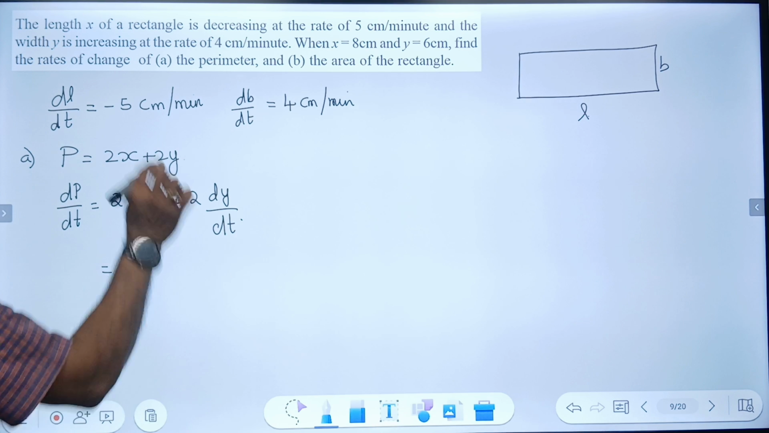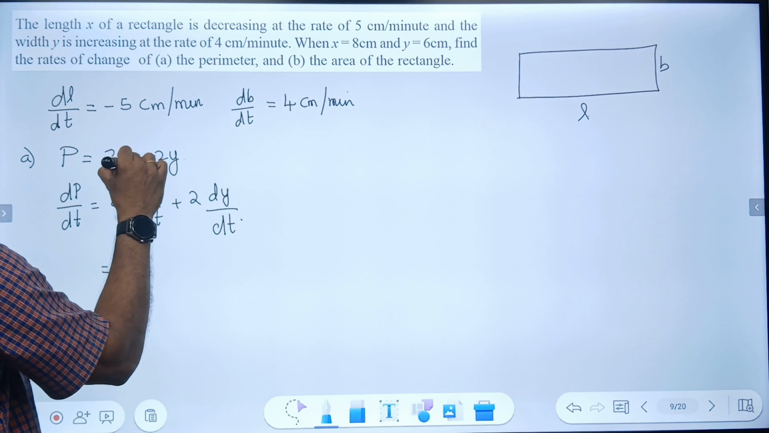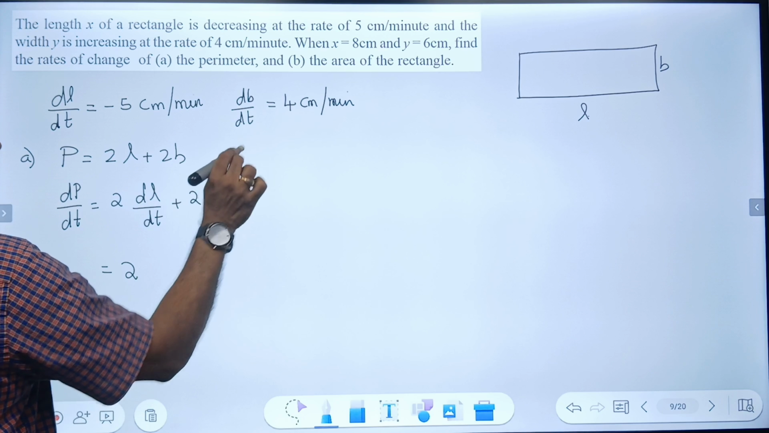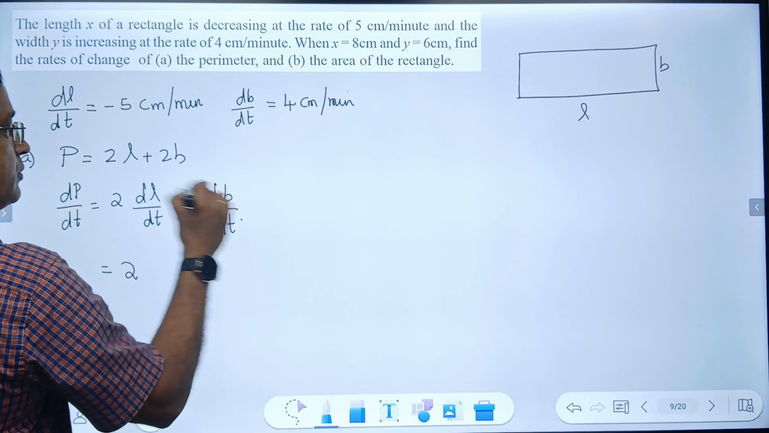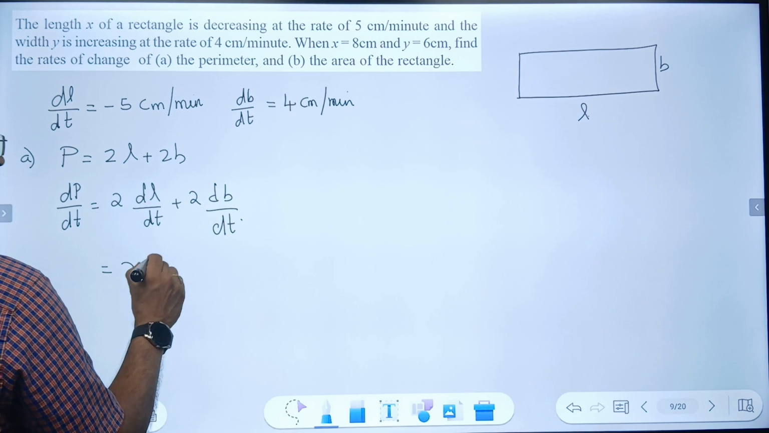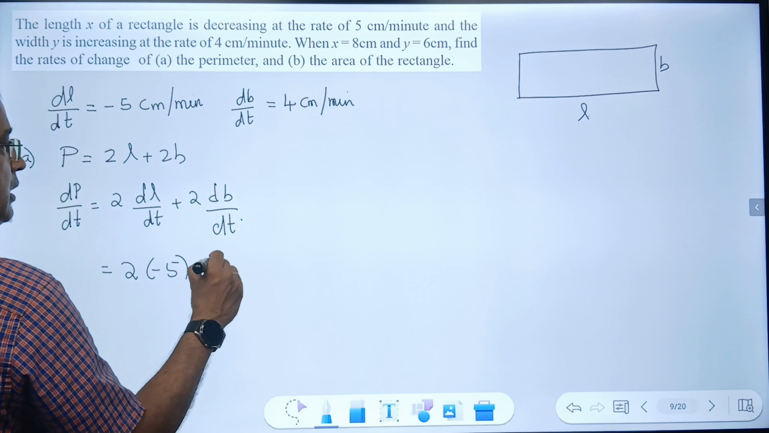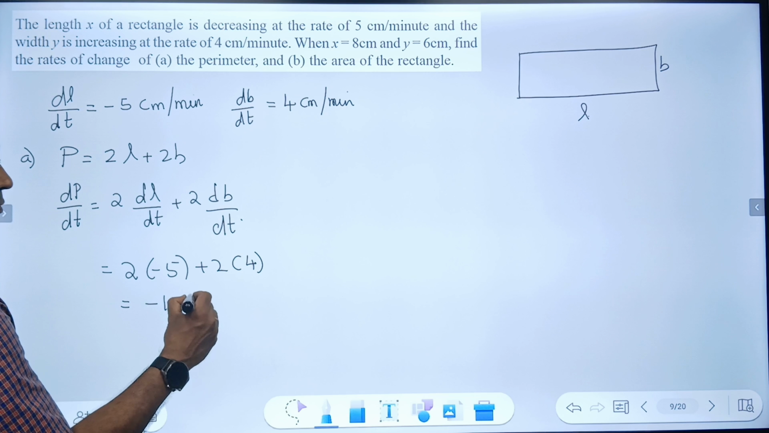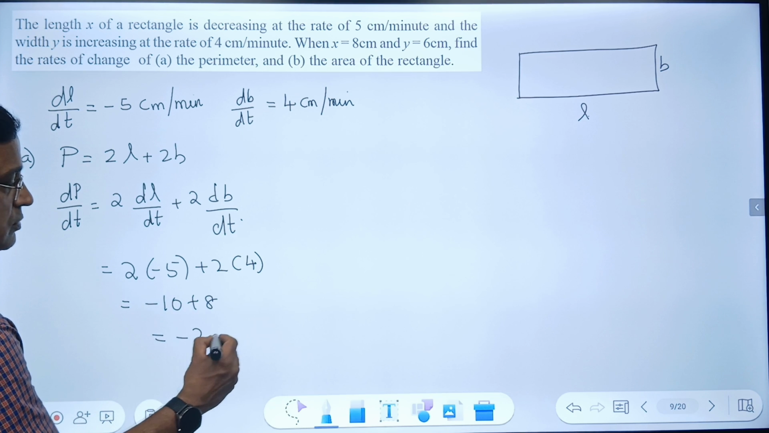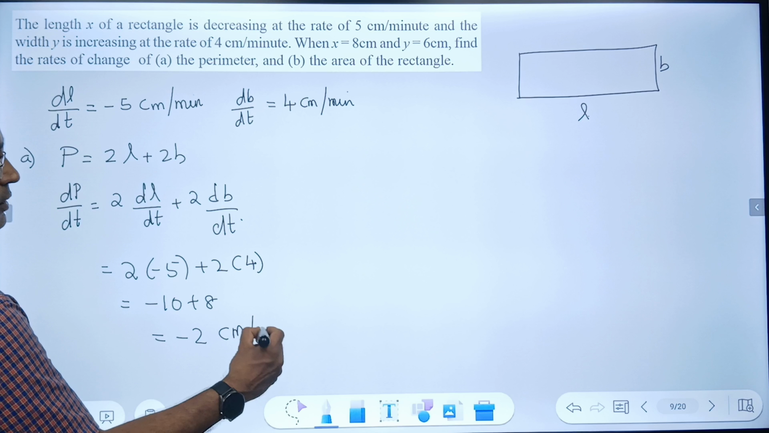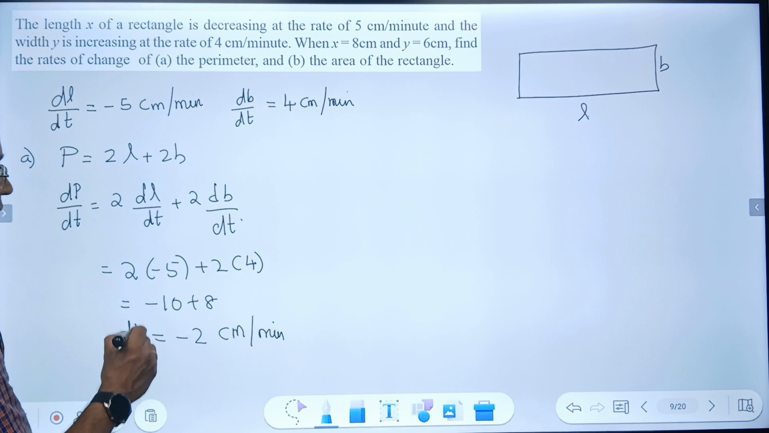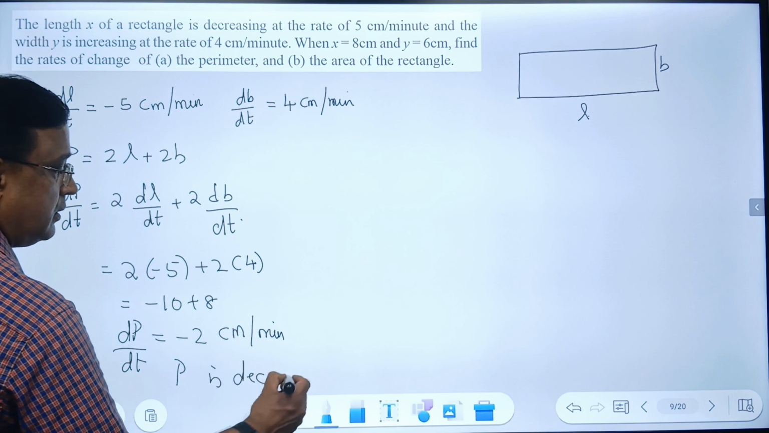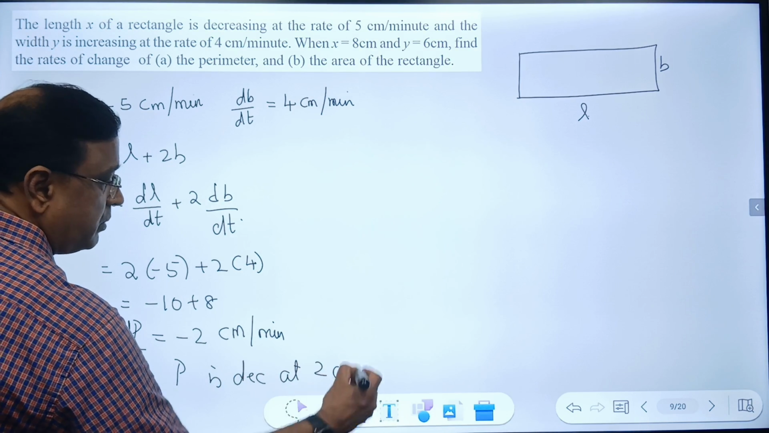I'm sorry, this is L and this is B. This should have been 2L and this will be 2B, to avoid confusion. So dL by dt is minus 5 and dB by dt is 4. So the answer is minus 10 plus 8. Therefore it is minus 2 centimeter per minute. So what does this minus sign indicate? That the perimeter is decreasing, decreasing at 2 centimeters per minute.